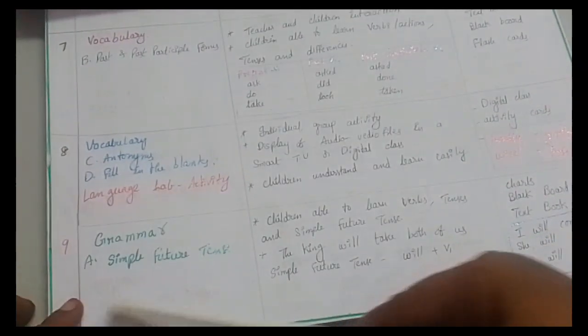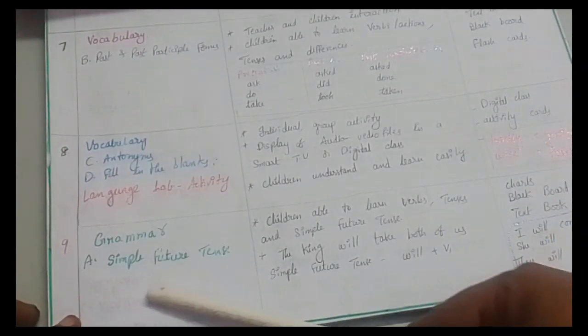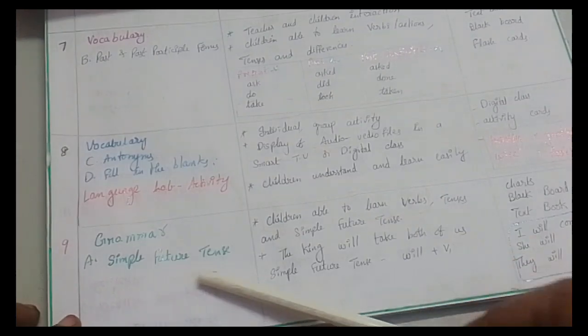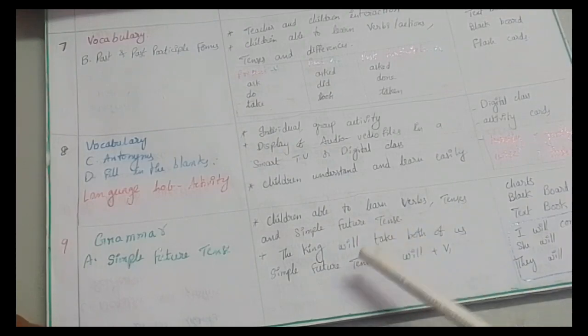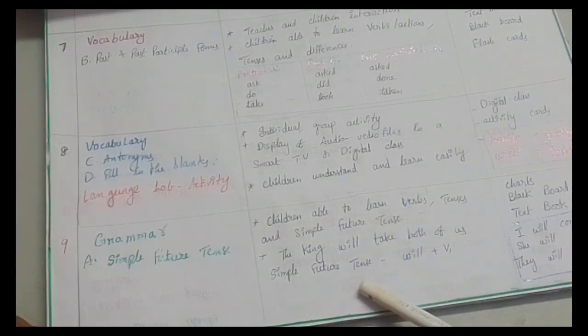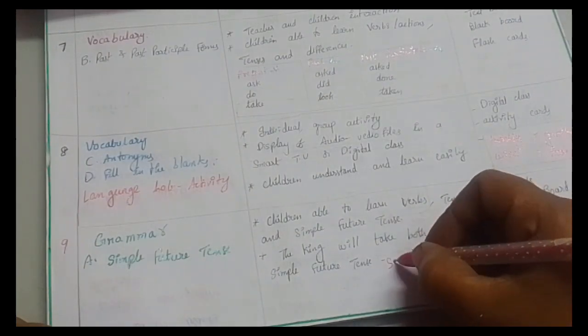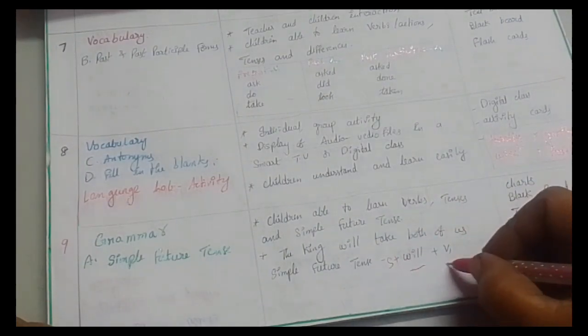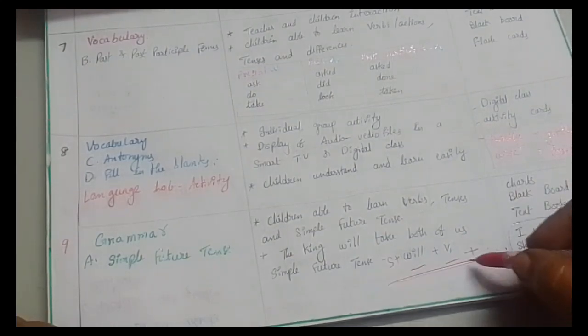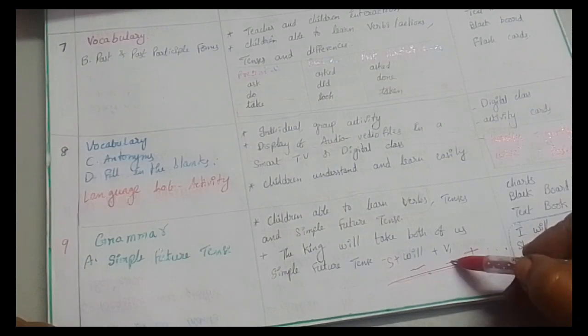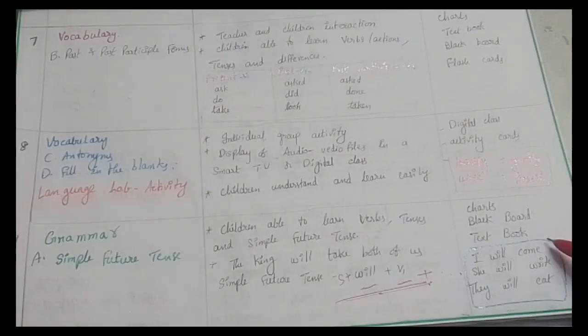In period 9, we teach grammar, and here we teach the simple future tense. Children are able to learn verbs, tenses and the simple future tense. The king will take both of us, simple future tense. We have the sentence form, that is the subject plus will plus V1 form and object, etc. The formula here is subject plus will plus V1. We use charts, blackboard, textbook. The charts have sentences like I will come, she will write, they will eat. So we prepare the simple future tense chart as a TLM.